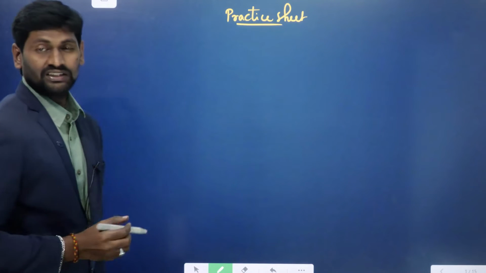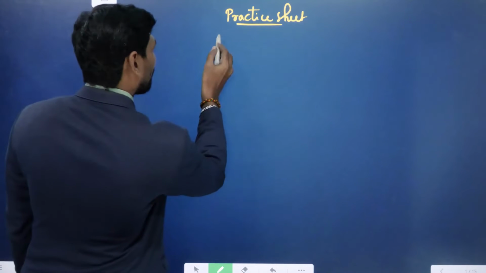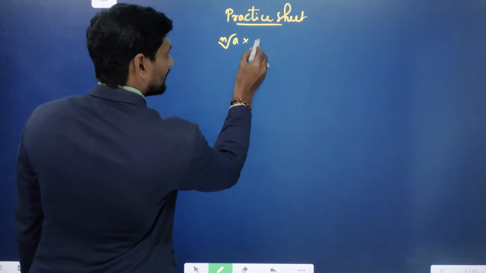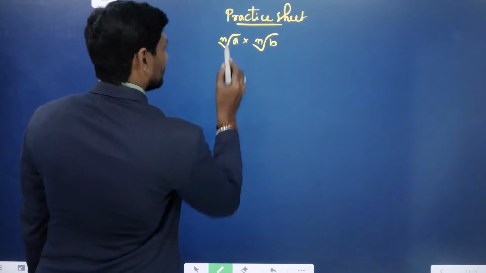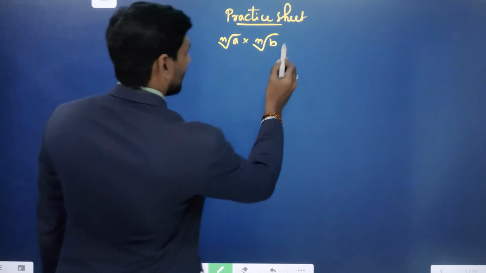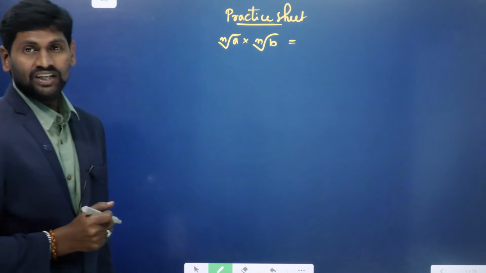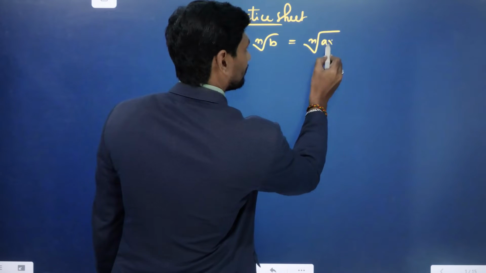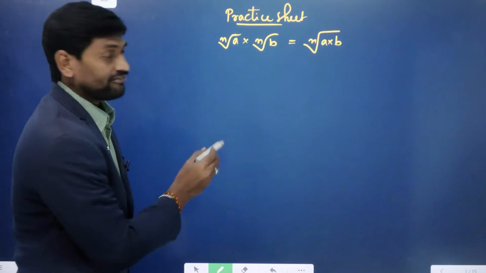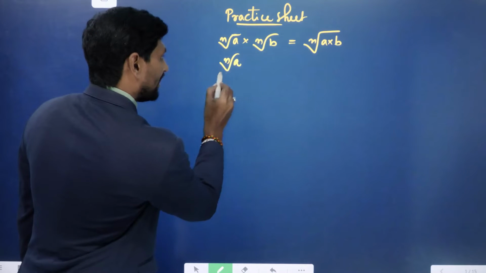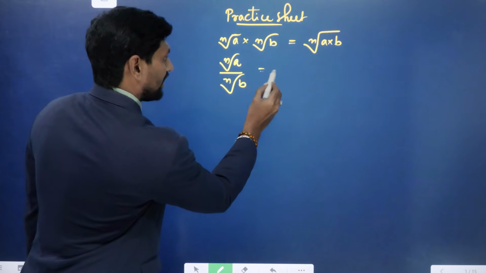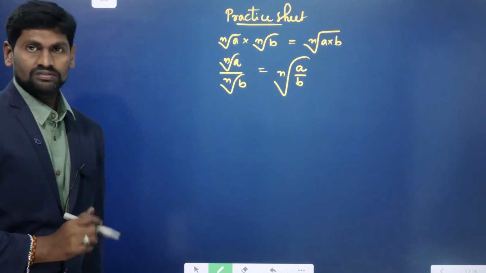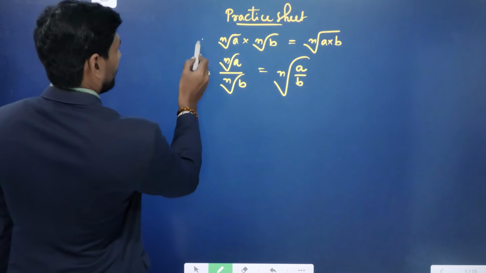Before going to the practice sheet, we know the laws of surds, like nth root a into nth root b. These are mostly like laws of exponents. So nth root a into nth root b we can write as nth root of a into b. In the same way, nth root a divided by nth root b we can write as nth root of a by b. Clear? These two mainly you need to remember.